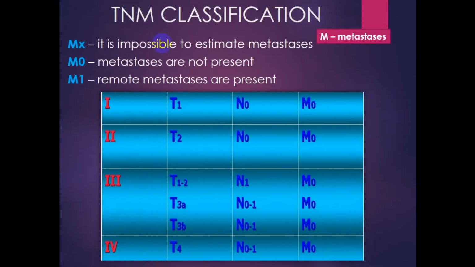M, metastasis. MX, again, it's impossible to estimate. M0: metastases are not present. M1: remote metastases are present. And here you can see a table which shows us different grades of tumors according to their characteristics: primary tumor, nodes, and metastasis. If it's the fourth, most dangerous situation, it's the fourth stage of T, with appearance of affected lymph nodes and remote metastasis.